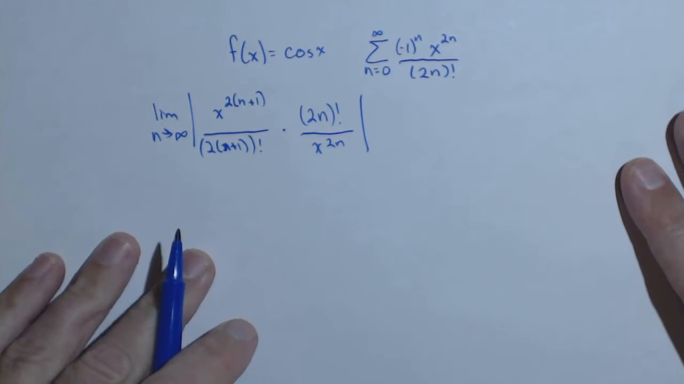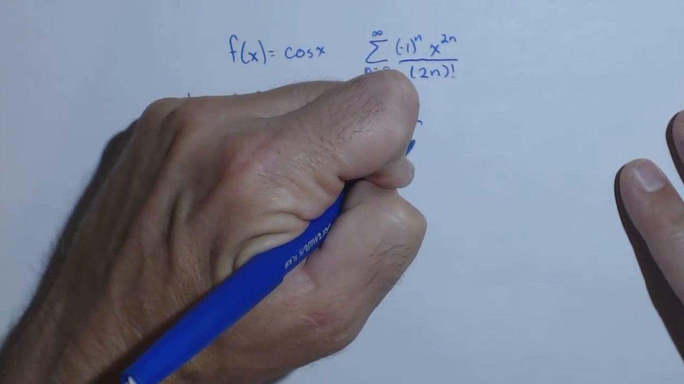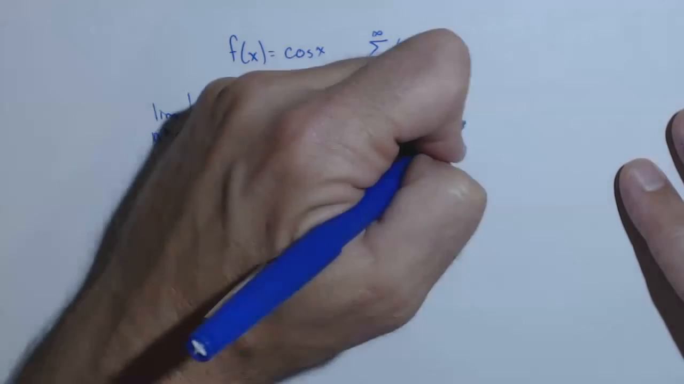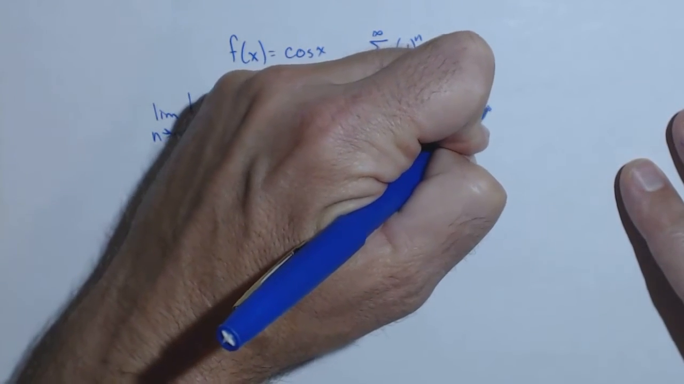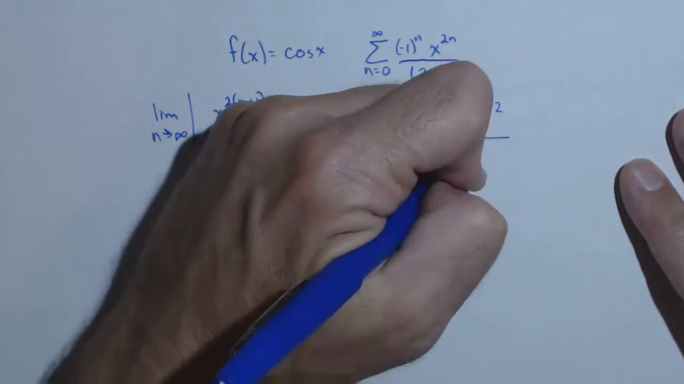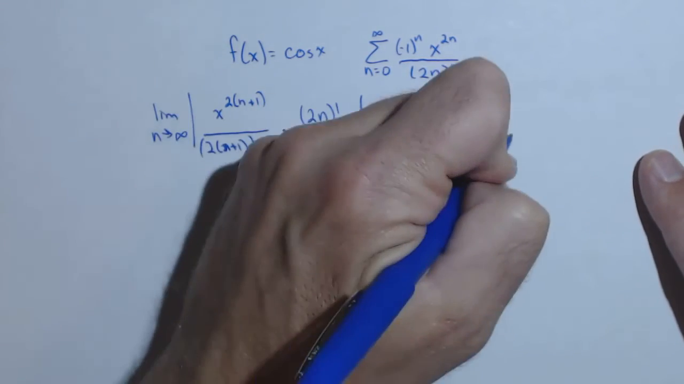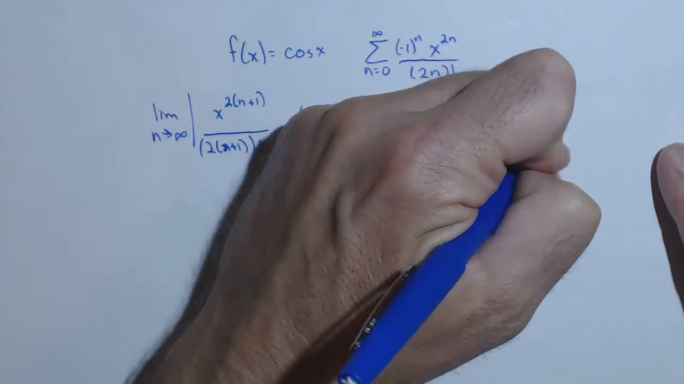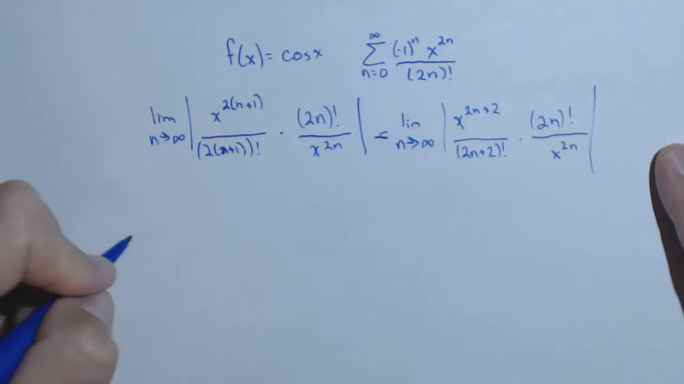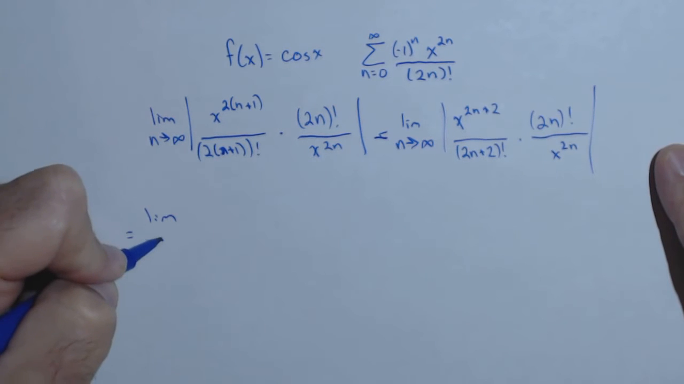The rest is going to be a lot of simplification to see what we can cancel out. So we have the limit as n goes to infinity of the absolute value. Now here, this is x to the 2n plus 2. Down here, this is going to be 2n plus 2 factorial. This is going to be 2n factorial. And this is going to be x to the 2n. So let's see what all we can cancel out.